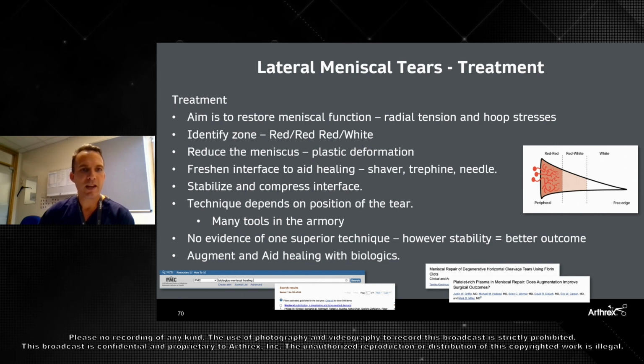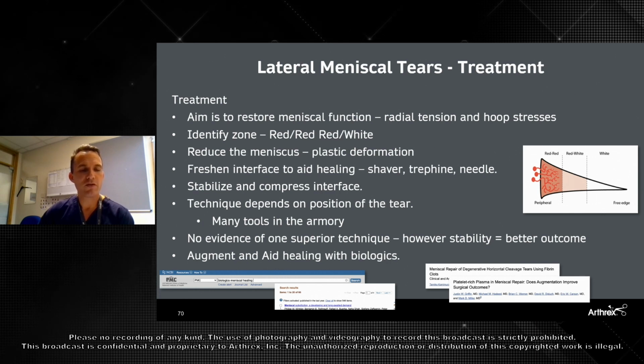We need that blood supply to bring all the building blocks of healing to that, and we can use a shaver carefully. Some of the arthritic shavers are particularly good where it's almost completely shrouded, so that you're not doing any harm to the surrounding tissues, and you can be very, very accurate in what you're shaving. Or using a needle or a K-wire or something else to trephine and have some bleeding surface to aid your healing. You want to stabilize and compress that interface.